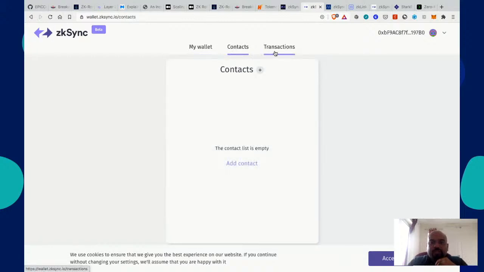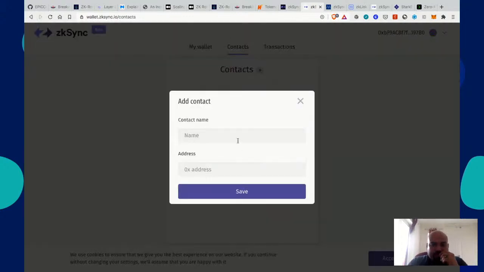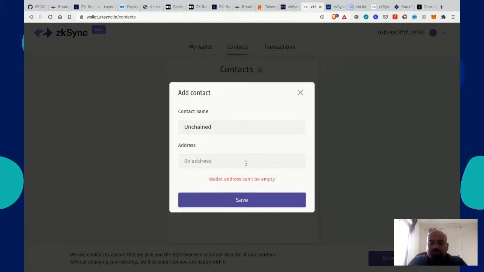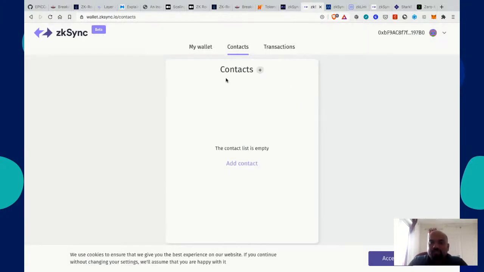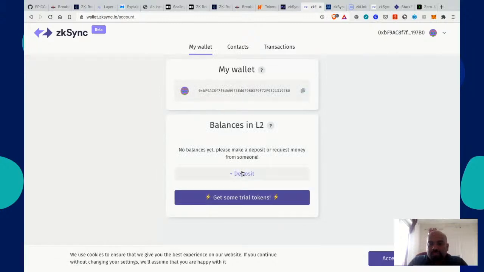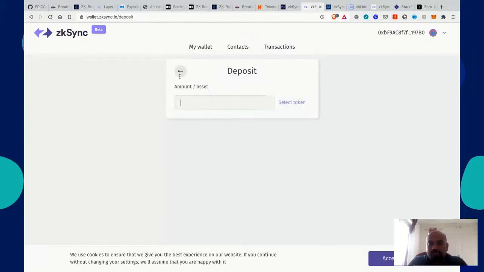If I have deployed any contract, I can see. If I have done any transaction, I can see. I can add contracts, for example, let's say UnChained. So I just need to give some address. Yeah, I think I have to give the standard format only. So let me first try some sample deposit. So you can select any of the tokens.